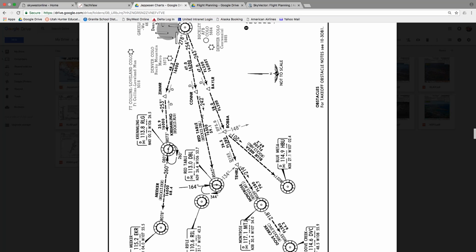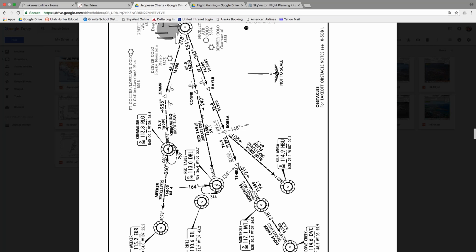Okay. Now, let's add these up really quick. And what's that total? 152.5. Our top of climb, 163.1. So our top of climb actually ends up just about 10 miles past Meeker.